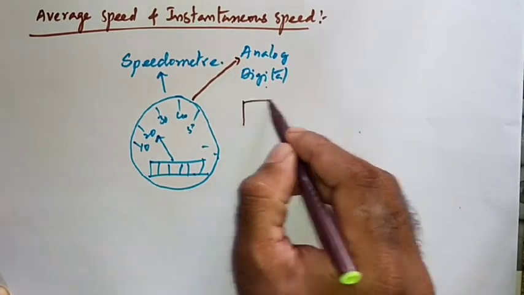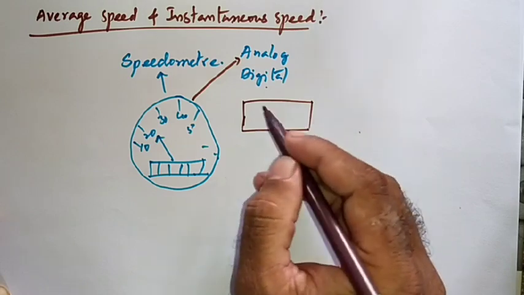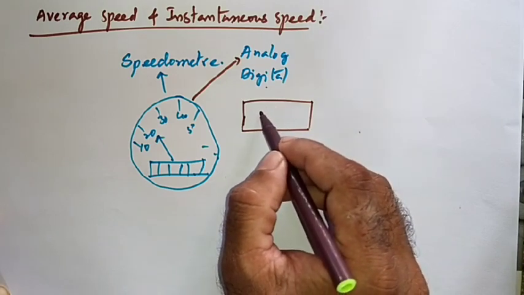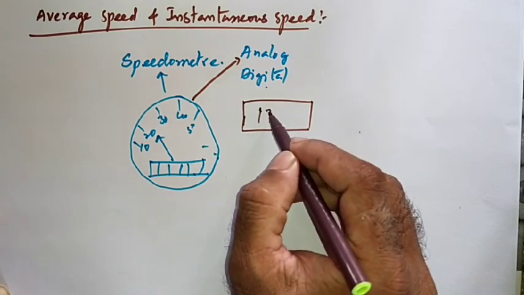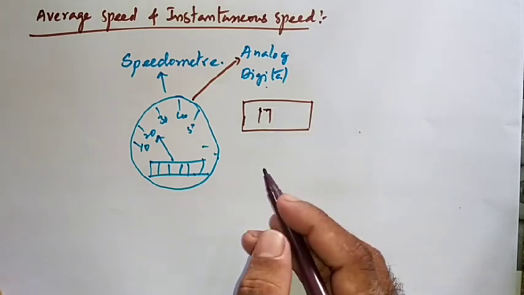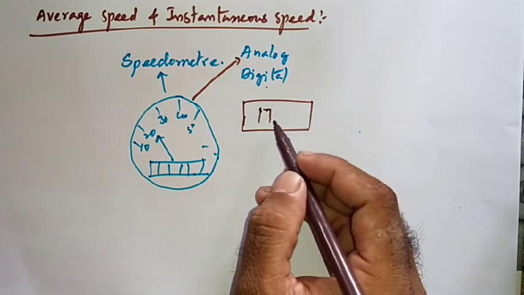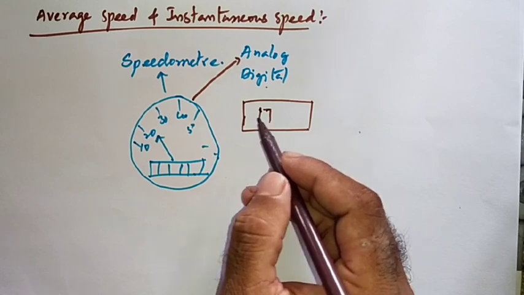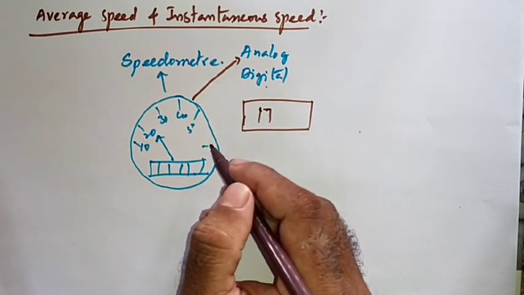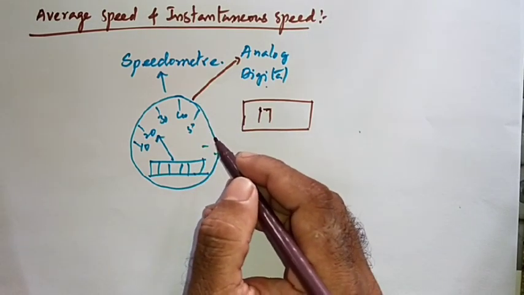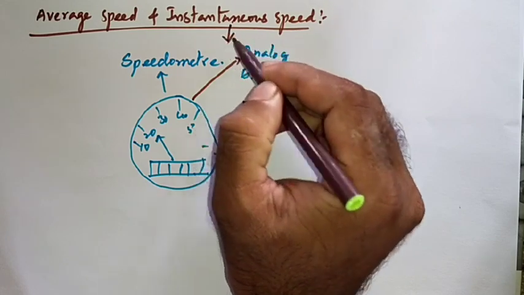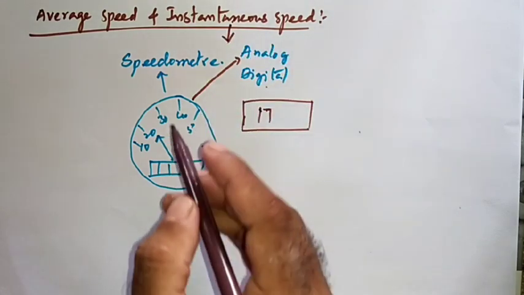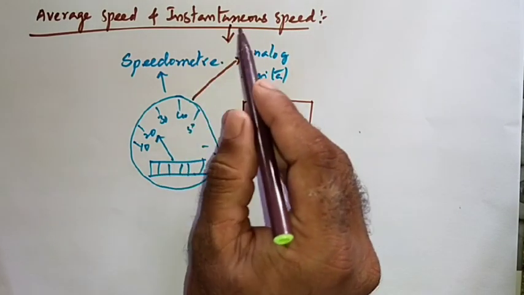In a digital speedometer, when the vehicle is moving, the number changes digitally, like 17 or 18. This is called a digital speedometer. What do you get from the speedometer? It is the instantaneous speed of the vehicle. The speedometer of a vehicle gives instantaneous speed.